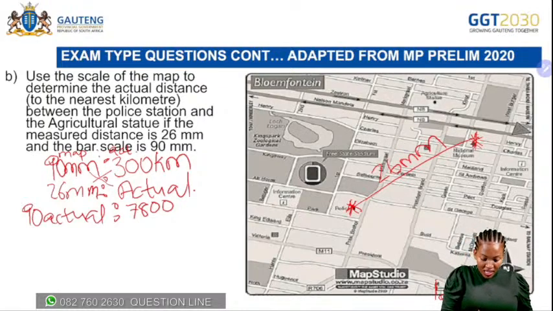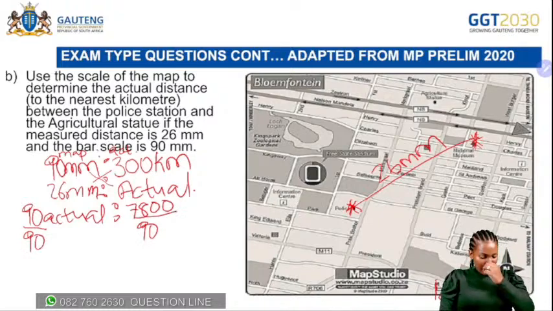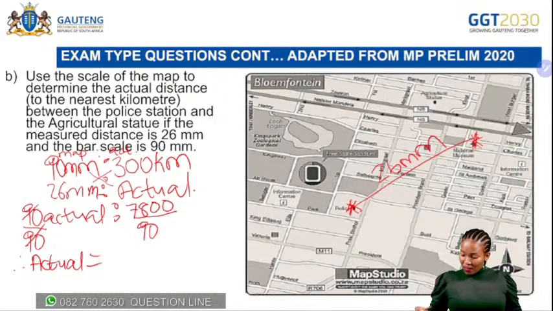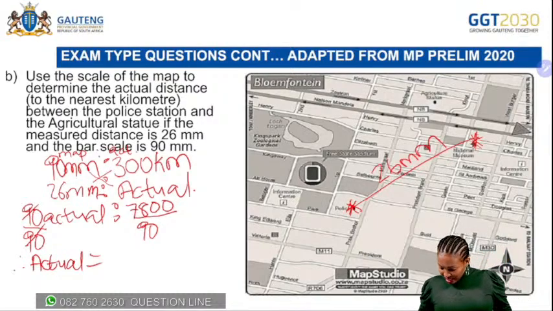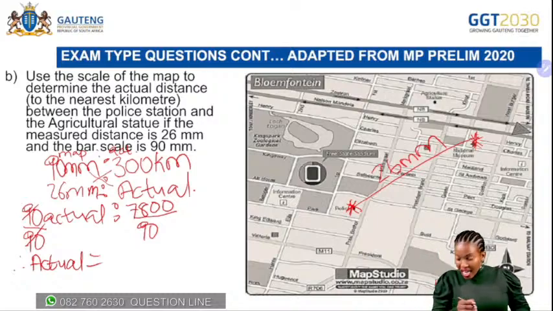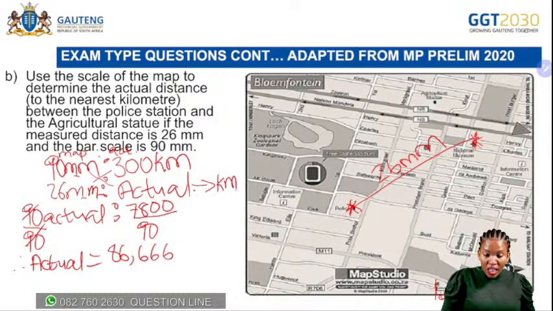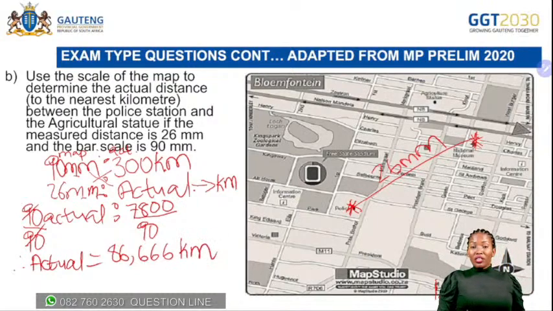But we want the actual distance. So since we want the actual distance, we are going to divide here by 19, divide here by 19, so that the 19 and this 19 can cancel. Therefore, the actual distance is equal to 7,800 divided by 90. The answer is 86,666. Guys, this side we had millimeters, the units were the same. Here we had kilometers. It means whatever we are going to get here is going to be in kilometers.